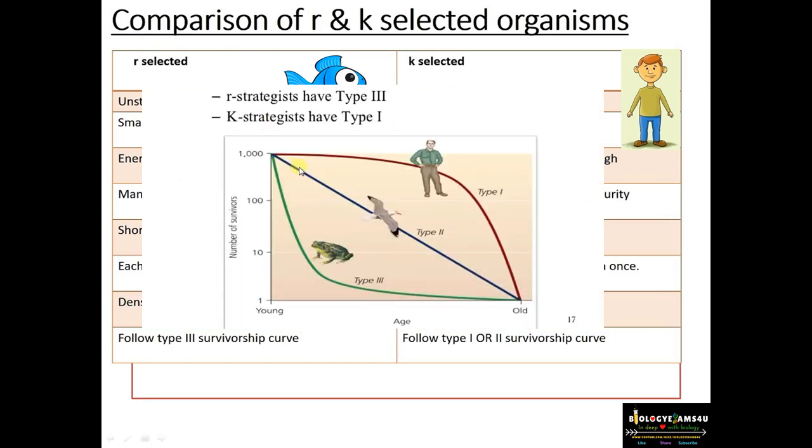Now survivorship curve, this is a survivorship curve. As you can see, this is the number of survivors and this is age. In the case of K selected species, this is a type 1 curve, where the majority of the individuals will reach old age, or the life expectancy is very high. Whereas in the case of r selected species, the number of offsprings will be very high, but the number of individuals reaching old age or maturity is very low. Therefore, the type 3 curve is for r selected species, whereas type 1 curve is for K selected species. Type 2 is also for K selected species, the in-between one.